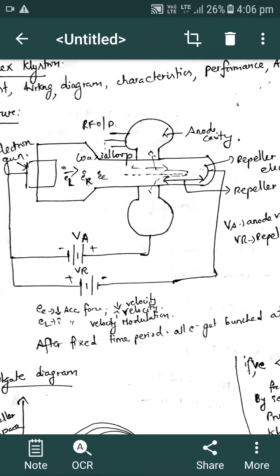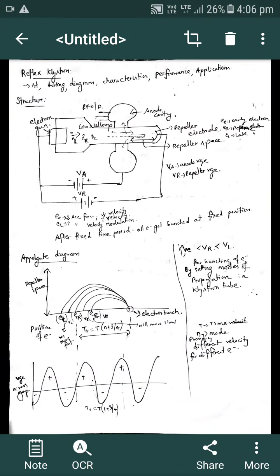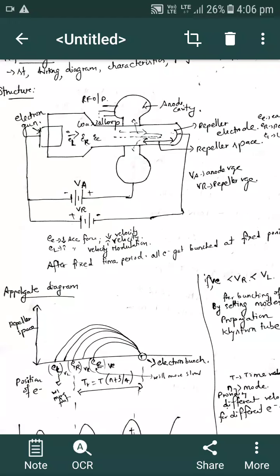There are three parameters here: EE, ER and EL. EE is the early electron, ER is the reference electron, and EL is the late electron. For the early electron, the acceleration force is less, and because of that the velocity is also less. For the late electron, the acceleration force is high and the velocity also increases. That means the late electron reaches very fast, and the early electron's acceleration force is very less.